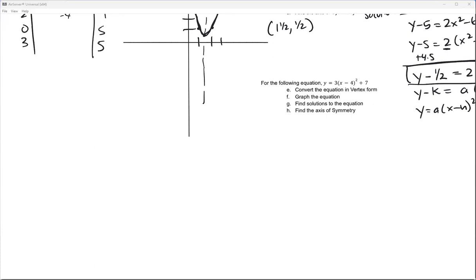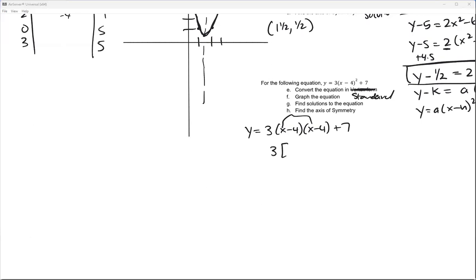So y is equal to 3 times x minus 4, plus 7. It's in vertex form, but it should be in standard form here. Thank you. So what is x times x?